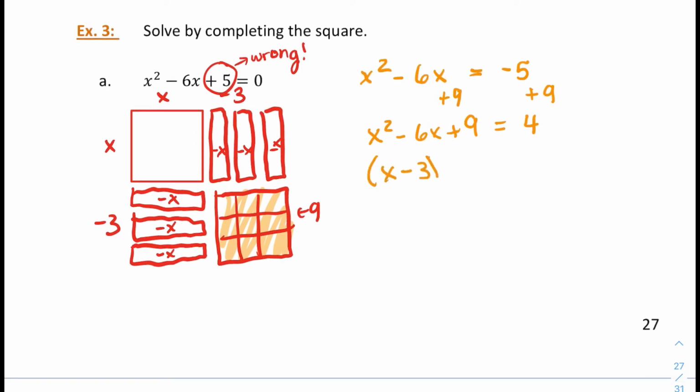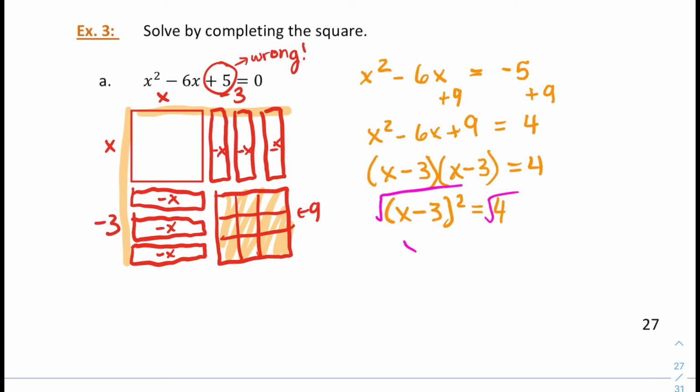And then the whole goal was to create this perfect square so I could factor that x squared minus 6x plus 9 into two factors that are the same. If you look at the side lengths of your square, or you think about factoring that, that's an x minus 3 by x minus 3 square. So you can write it as x minus 3 to the second.